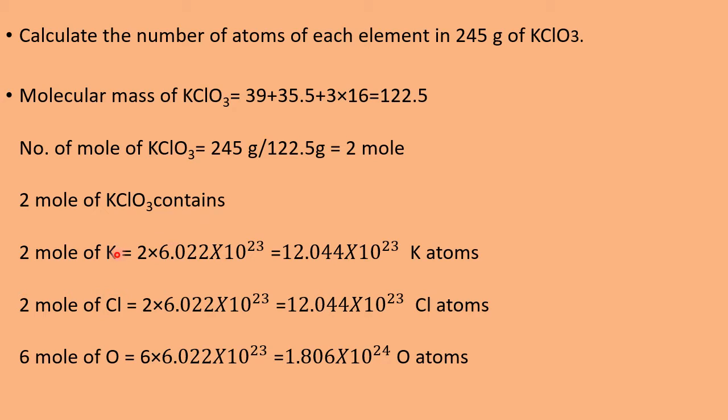So 2 mole of KClO3 contains 2 mole of K. So 2 mole of K means how many atoms of K? 2 into 1 mole equals 2 into 6.02 into 10 to the power 23 particles or atoms. So 2 into this number gives you these many atoms of K, these many atoms of Cl and these many atoms of oxygen.